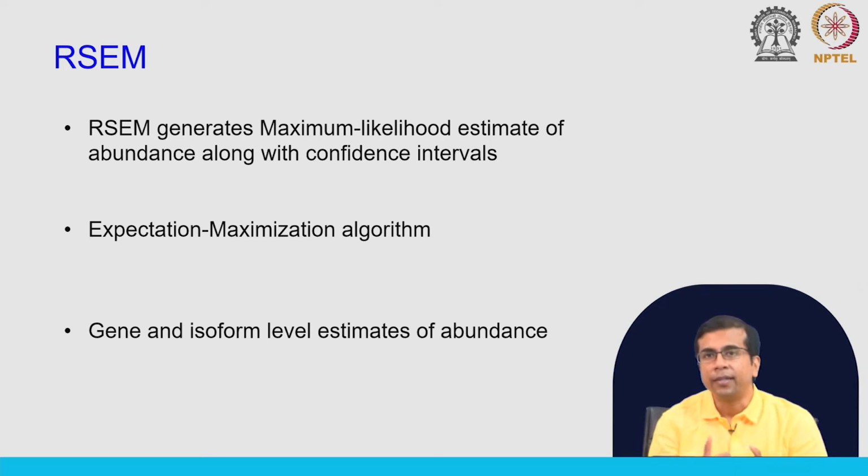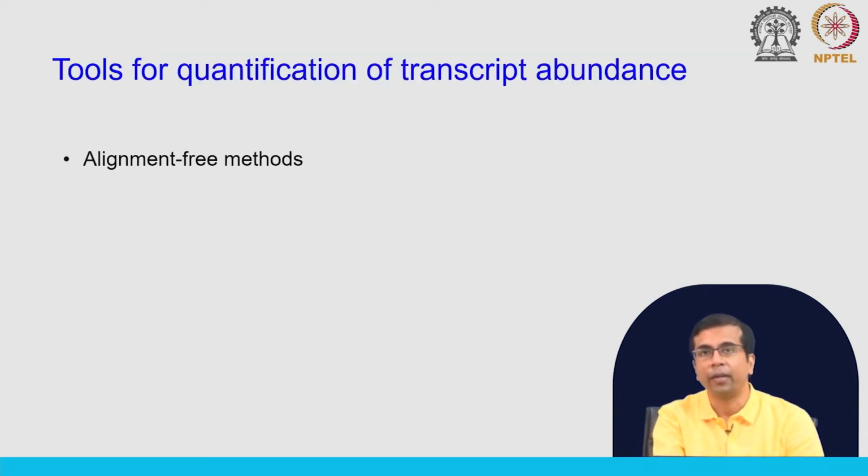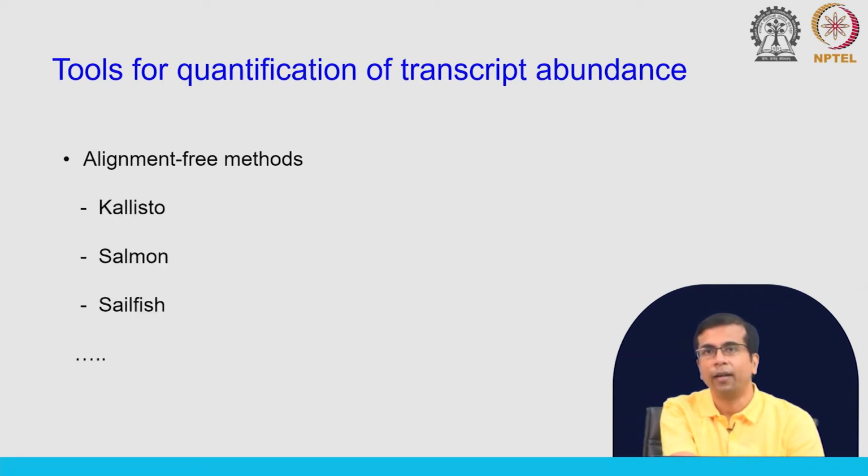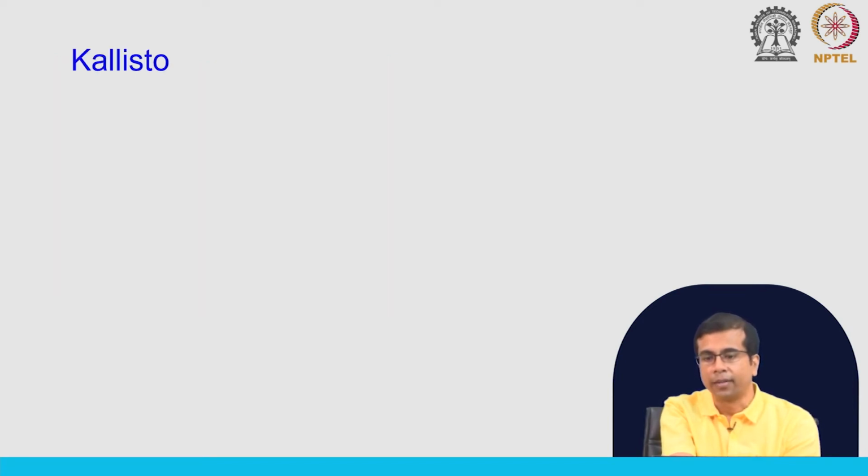Now, if we can completely skip this alignment step and still get to the abundance directly from the read data somehow, this is what these alignment free methods actually do. There are several methods that we will discuss very briefly, again without going into the full statistics and algorithms. These tools are called Kallisto, Salmon and Sailfish. These are the tools we will discuss. There are other tools as well out there. So, let us discuss the first tool, Kallisto.